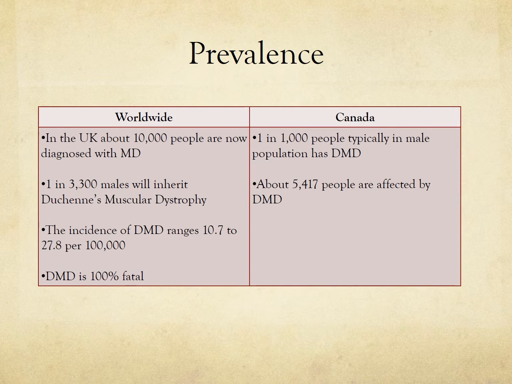Prevalence worldwide. In the UK, about 10,000 people are now diagnosed with muscular dystrophy, while 3,300 males will inherit Duchenne muscular dystrophy. The incidence of Duchenne muscular dystrophy ranges from 10.7 to 27.8 per 100,000. Duchenne muscular dystrophy is 100% fatal. In Canada, one in 1,000 people, typically in the male population, has Duchenne muscular dystrophy. About 5,417 people are affected by Duchenne muscular dystrophy.